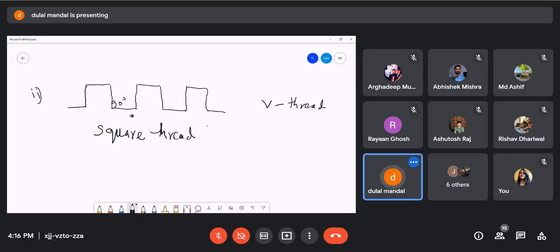Normally this thread is used for power transmission. Probably when you are in 3rd year, you will know about what type of power is being transmitted, or at the end of this semester or the next semester, this type of utilization will be there. This is the thread pattern of a square thread. Next, please all of you write it down, take a note about it.